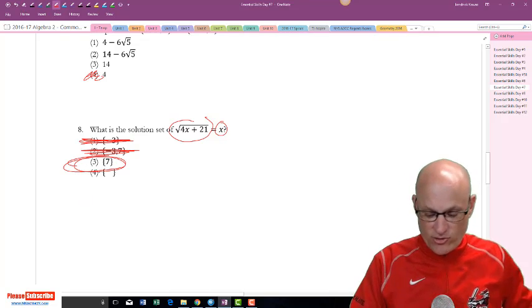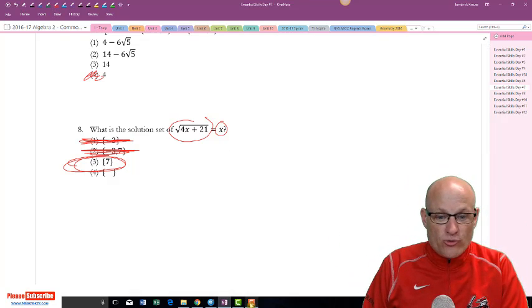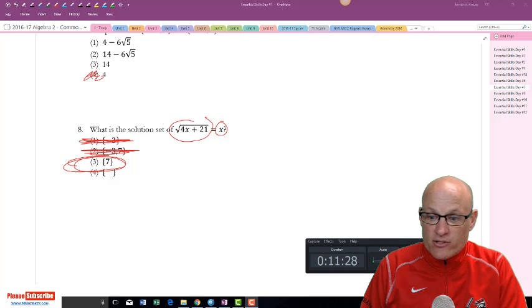There you go, kids. That's essential skills number 7. Just simple tricks you can use with your calculator to help you get these right.